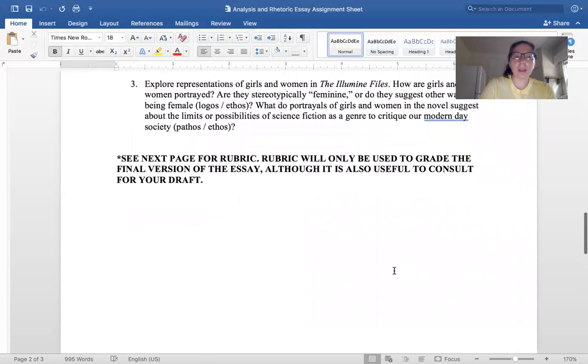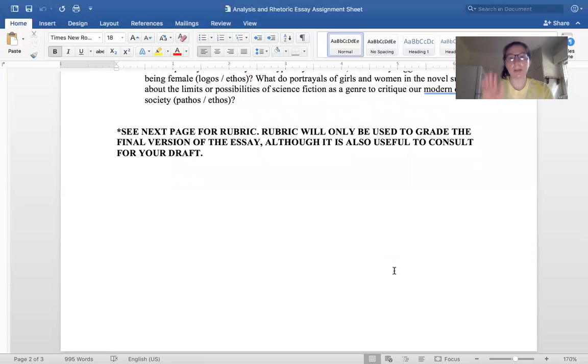Okay, and then on the very next page, although I should pause here, your rubric will be used to grade the final version of the essay. It's the rubric that's on the next page. I only use the rubric for the final version of the essay. The draft does not make use of the rubric. In fact, the draft does not get a grade at all. I don't want to put that kind of pressure on you guys to have to make a perfect draft and try to get a good grade on a draft. So I just give feedback on drafts.